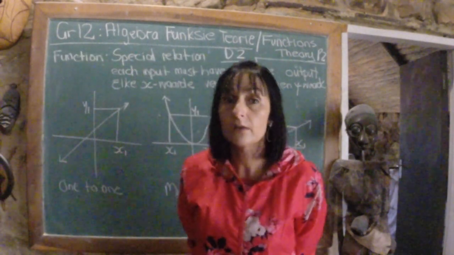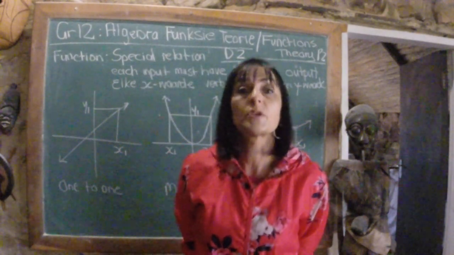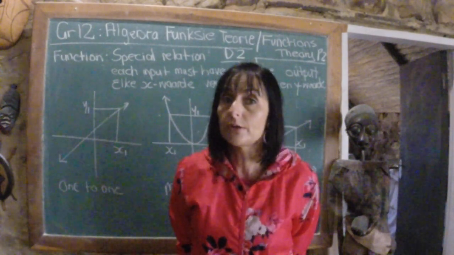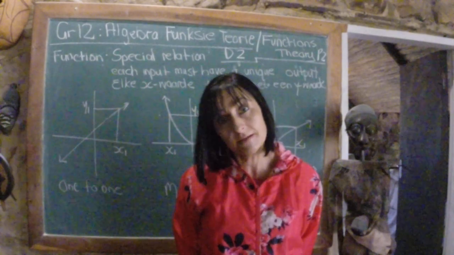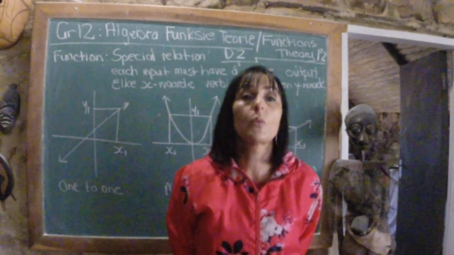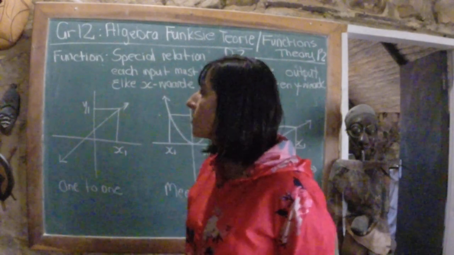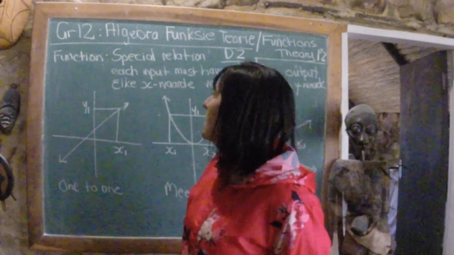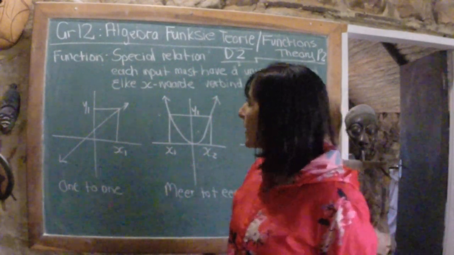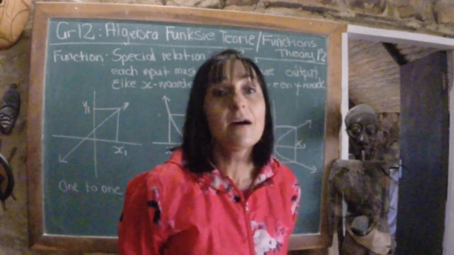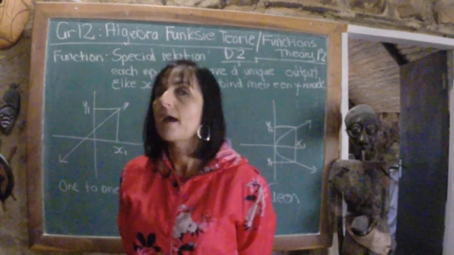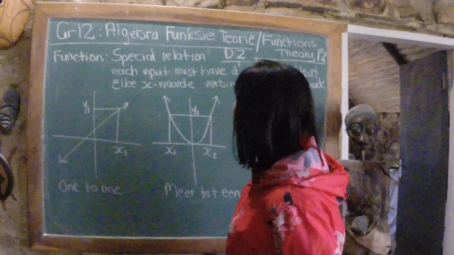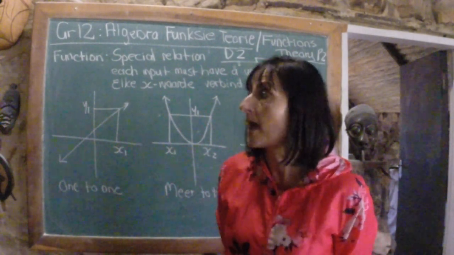Graad 12, ek is terug en ons gaan nou kyk na relasies wat spesiale eienskappe het en daarom noem ons hulle funksies. We're back, we're going to look at relations with special characteristics and therefore we name them functions. So kom ons gaan kyk wat is 'n funksie? 'n Funksie is 'n spesiale relasie waar elke x-waarde 'n unieke y-waarde het. A function is a special relation where each input must have a unique output.